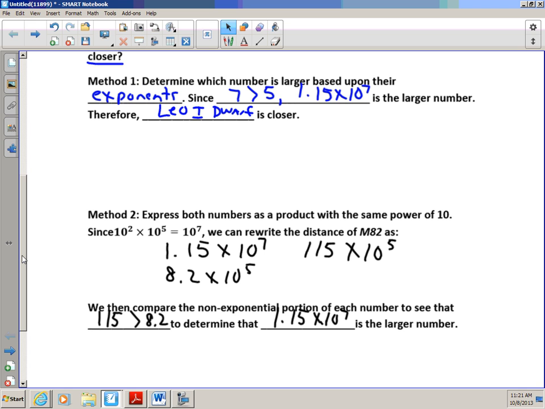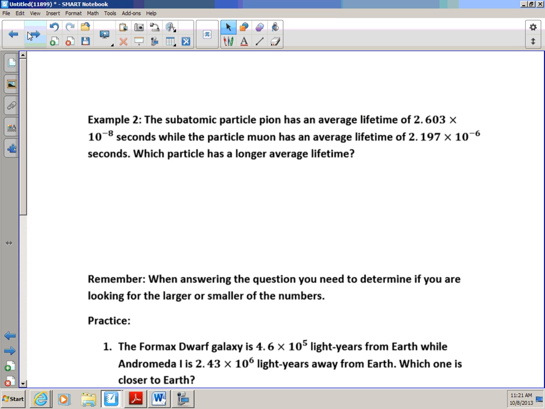Okay? This is clearly a little bit more involved way of doing it, but it's getting you to see that if the exponents are the same, then all you care about is the decimal portion. And like anything, the more ways you understand how to do something, the better off things are.